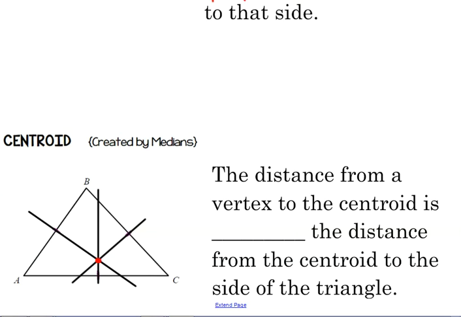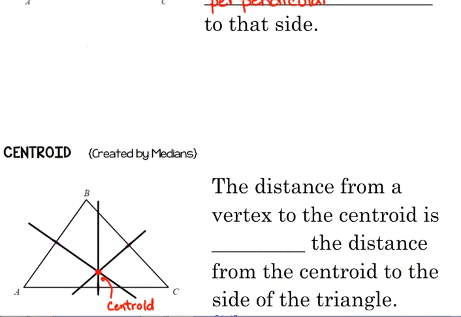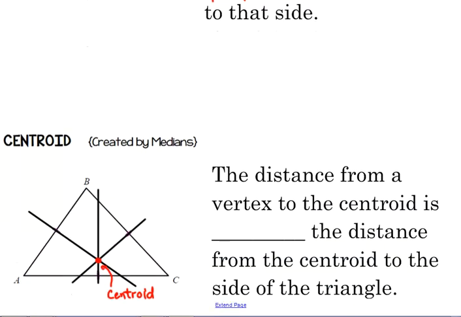That point right there is what we call the centroid. Notice all these triangles that I'm using here, they are the same triangle. So notice that the orthocenter is in a different location than the centroid is. And depending on the way that your triangle is lined up, your centroid will be in different places.